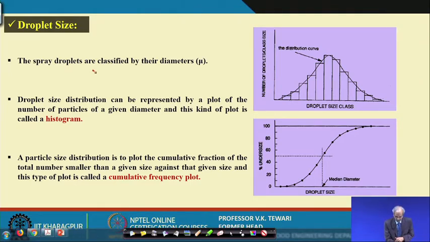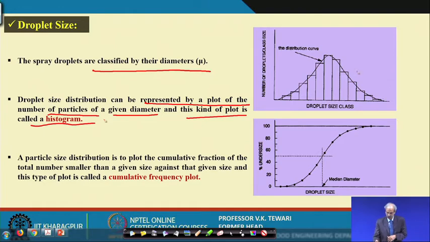See here, the spray droplets are classified by their diameters, in micrometers. Now, droplet size distribution can be represented by a plot of the number of particles of a given diameter, and this kind of plot is called a histogram. Yes, this is the one here. So, you can see the droplet size class on the basis of this: the number of droplets or the class on this side, and the droplet size here. This is how we represent the class with the droplet size.